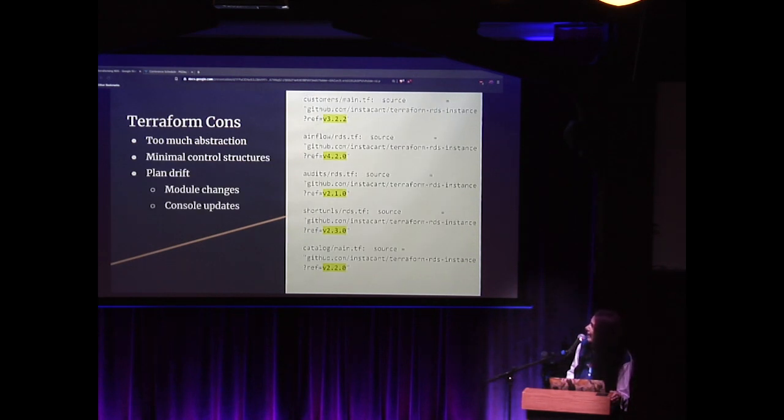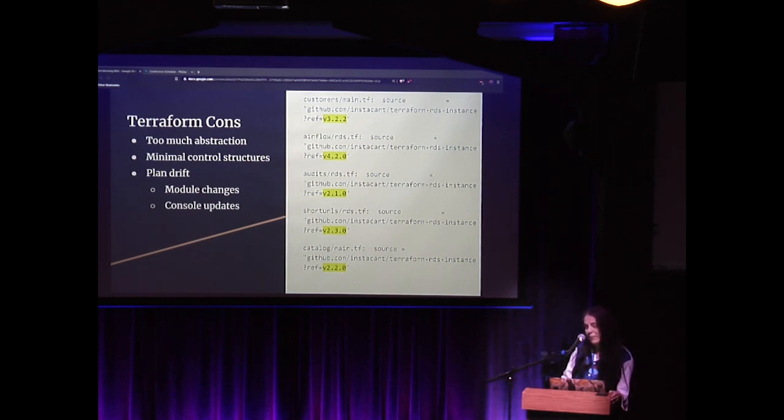In addition, you're going to have plan drift. I also mentioned minimal control structures. It's like a programming language, but it's not. If you think of HTML, it's kind of similar. For example, in our code base, we have these versioned modules, but we end up with all sorts of different versions. Each one of these is a release version of the module, but they're all different. That means the API could have changed, the internal structure could have changed, we don't really know. And so the next time you go to update, if you update to the latest version, you might get more changes than you expect.